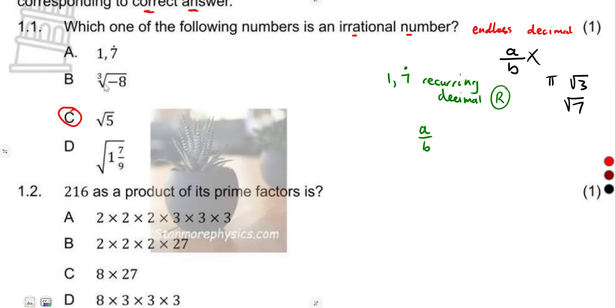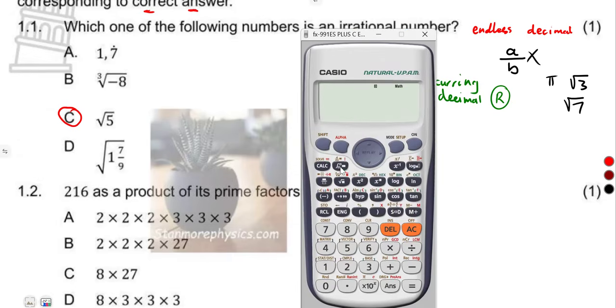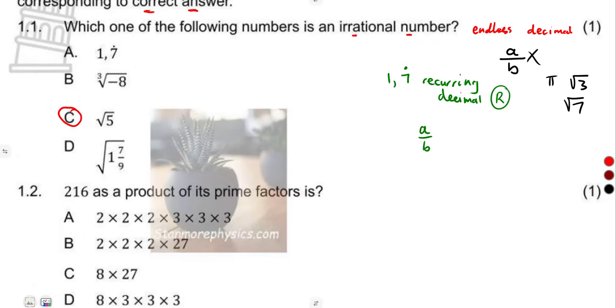The cube root of minus 8, all right? The cube root of minus 8 is what? A negative 2. The cube root of minus 8, it is minus 2. And minus 2 can be written in the form of what? A over b. Same as minus 2 over 1. So you can see that it is what? A rational number. So we are not going to take this.